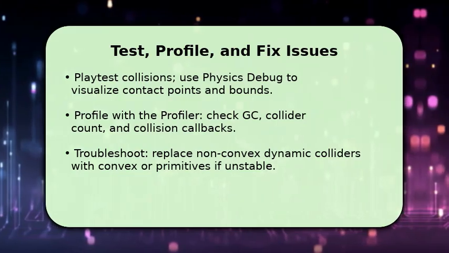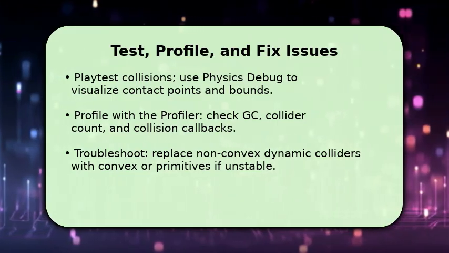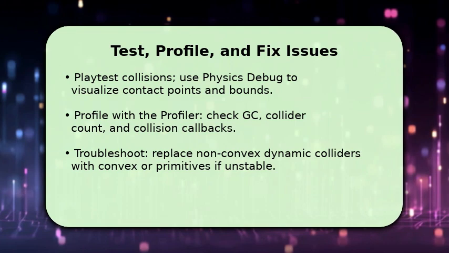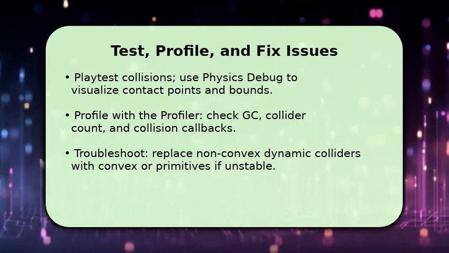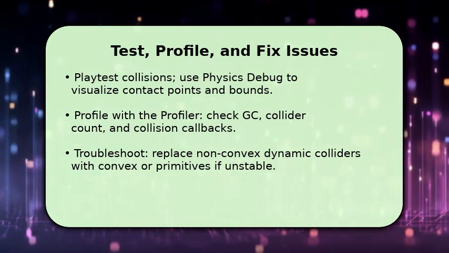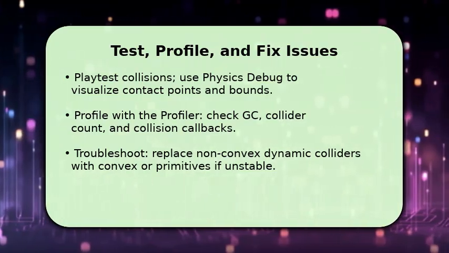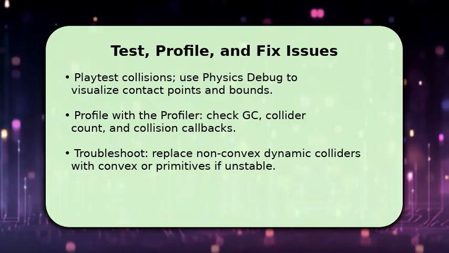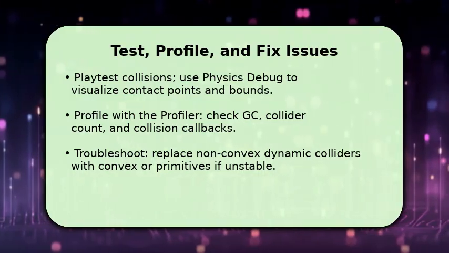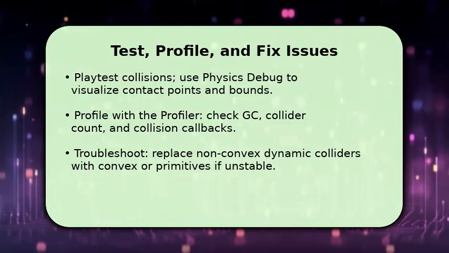Make sure you combine static meshes into one collider where possible and mark static game objects to enable batching. If collisions behave poorly, switch problematic dynamic non-convex colliders to convex or a few primitive colliders. This single troubleshooting step fixes most runtime instability issues.